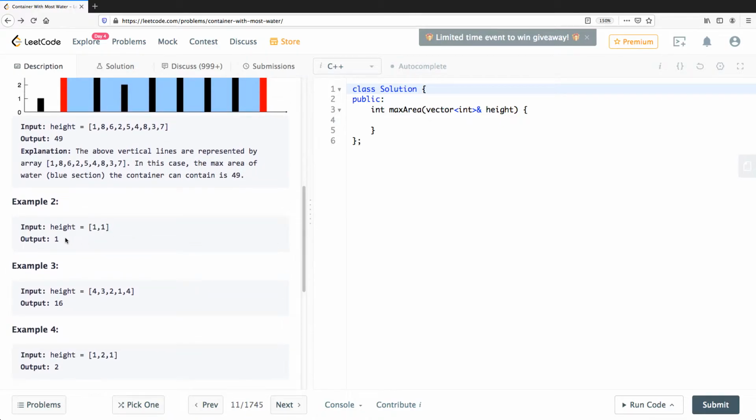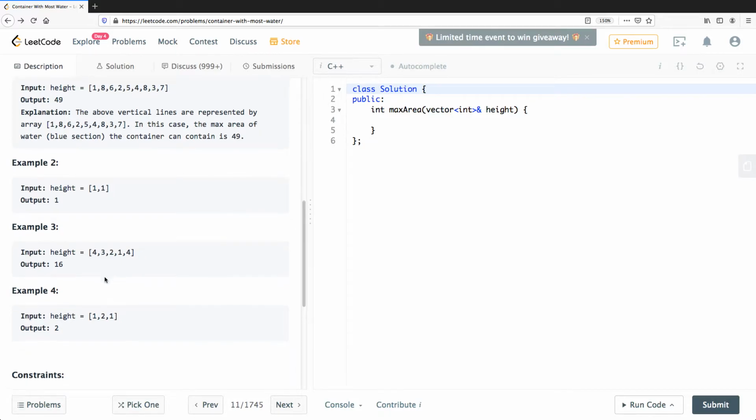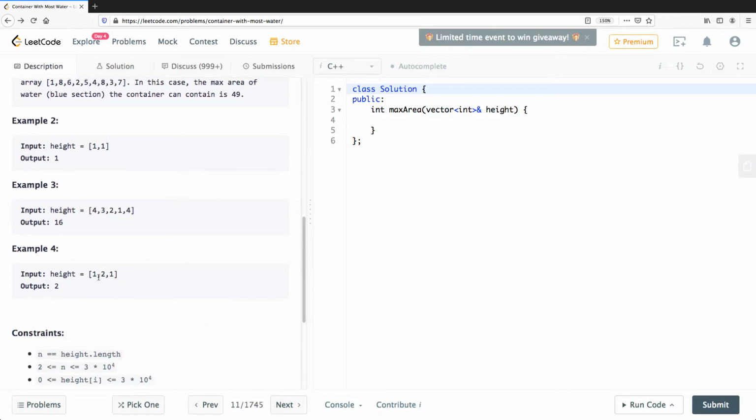Similarly, now let's take this. There are only two lines, 1 and 1, and of course the output will be 1. And take this one, 4, 3, 2, 1, 4. This is easy because you have 1, 2, 3, 4 times the min of the left and right. 4 times 4 is 16. Then 1, 2, 1. If you were to draw this, you'll have 1, then 2, and then 1. So the minimum height, whatever combination you use, is going to be 1 only. 1 times the maximum x-axis span, which could be 2, so that's why it's 2.